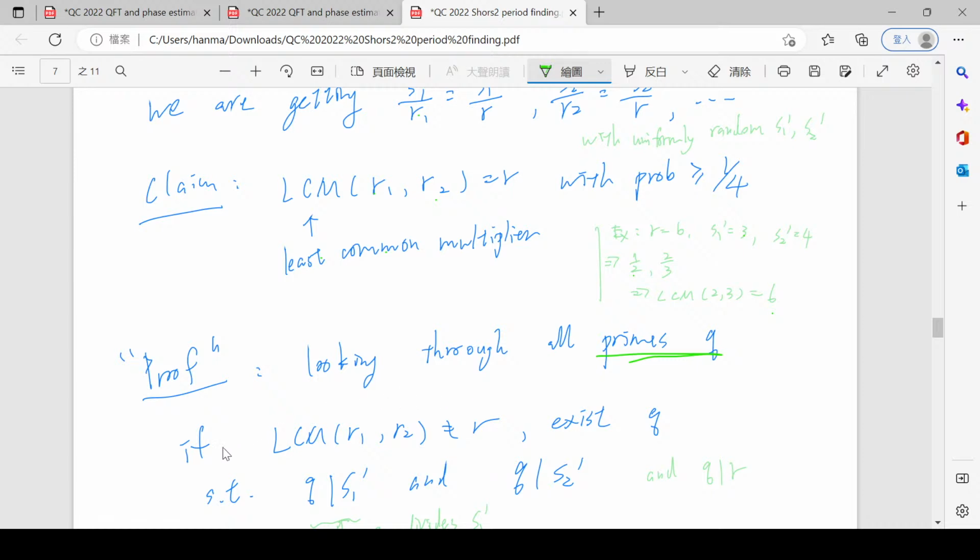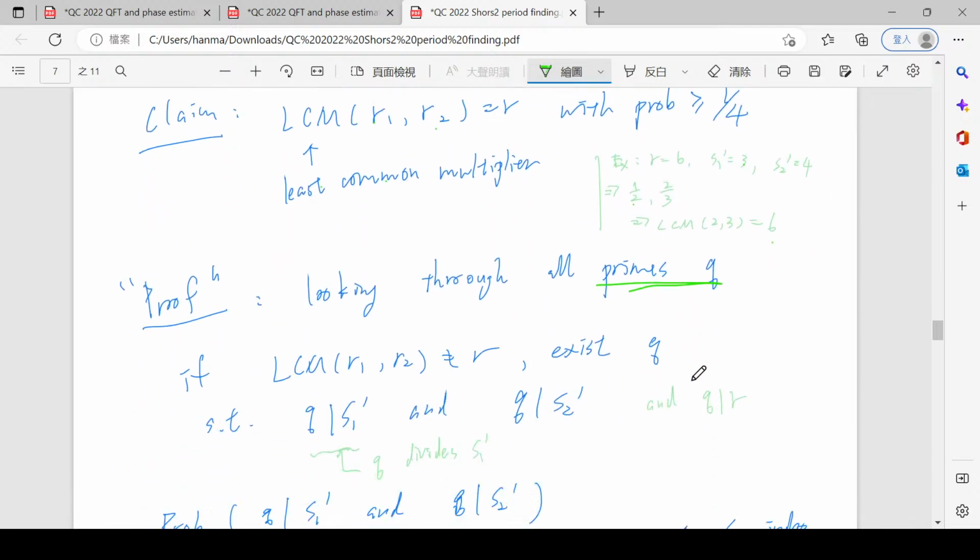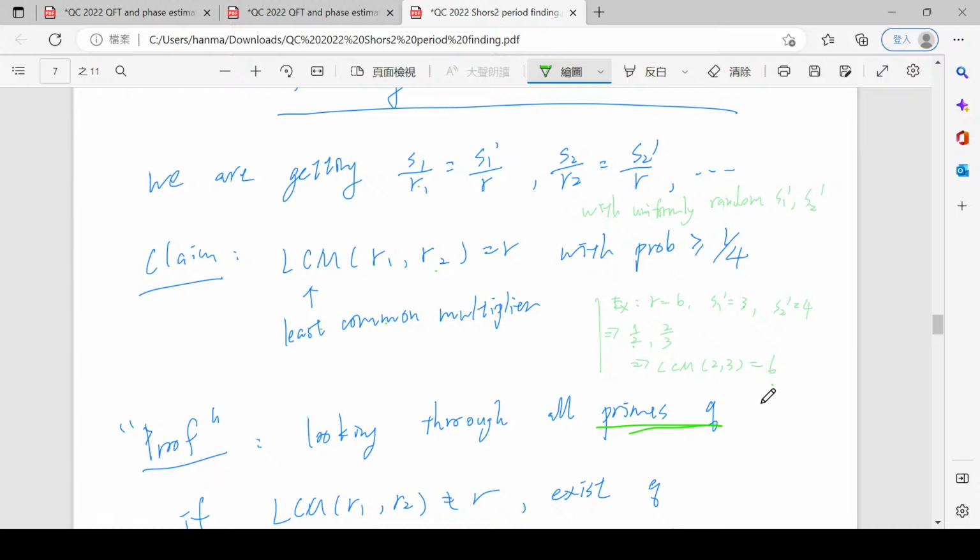So what does this bad prime do? You can kind of fill in this example. Let's say s1 prime is not equal to 3, so let's say s1 prime equals 2 here. Then you will have 1 over 3 and 2 over 3, and this thing breaks, right? So what's the bad prime here? The bad prime here is 2. Q equals 2 in this example.